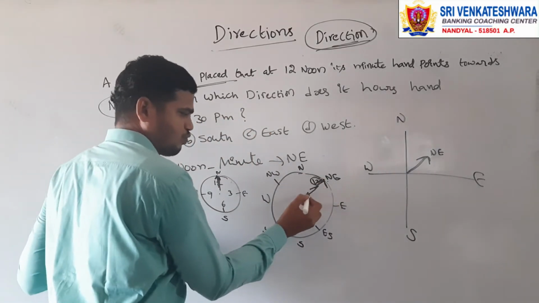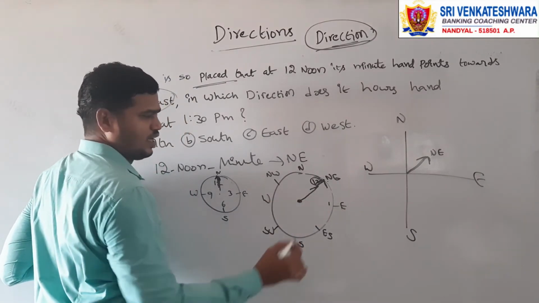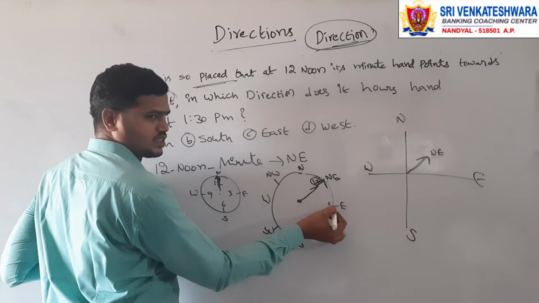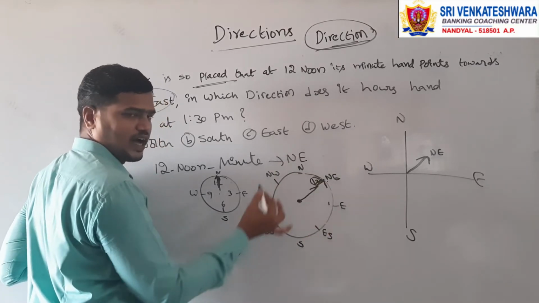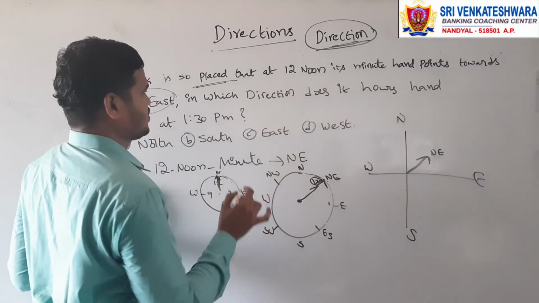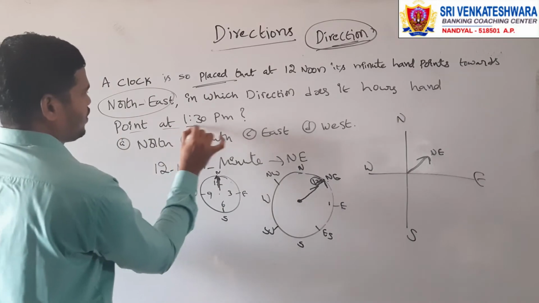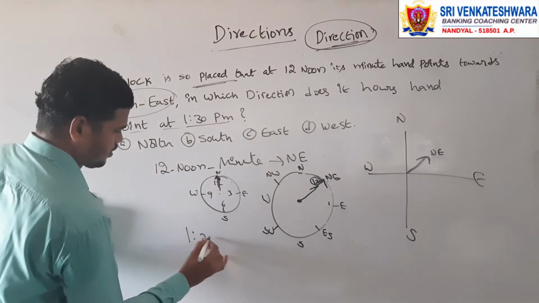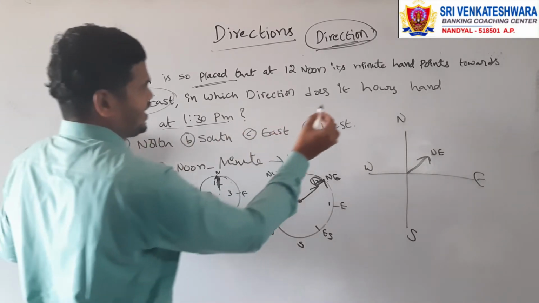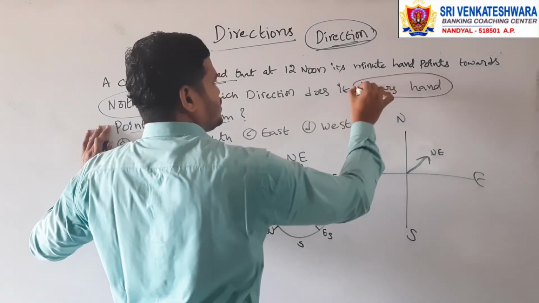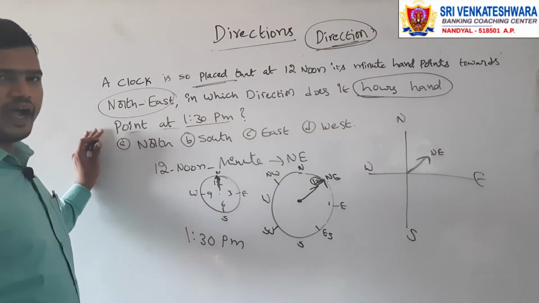So whenever it is 12, automatically this is the 1, because north, east, east. So 2, 3, 4, 5, in this manner we can have. So what is the question we are asking here? At 1:30 p.m., in which direction is our hour hand?